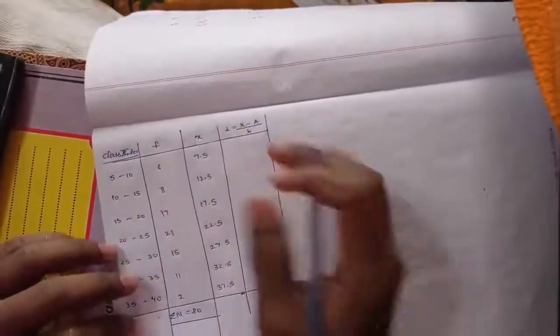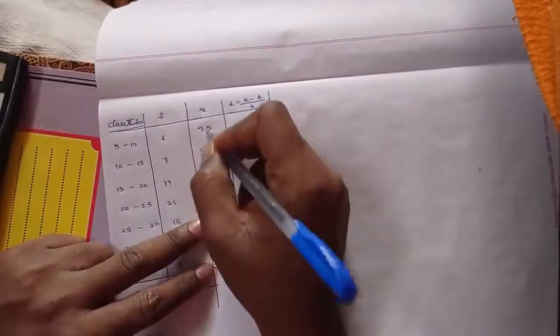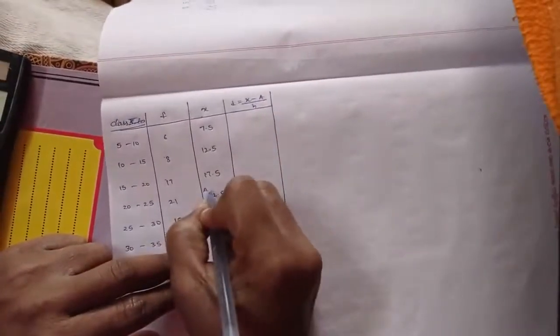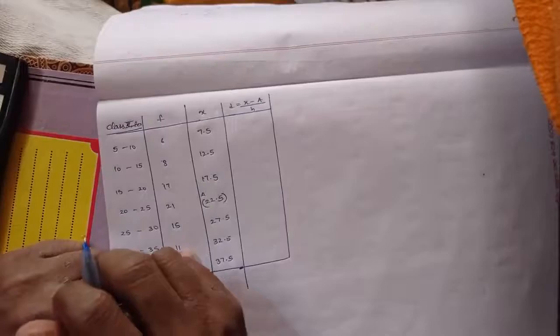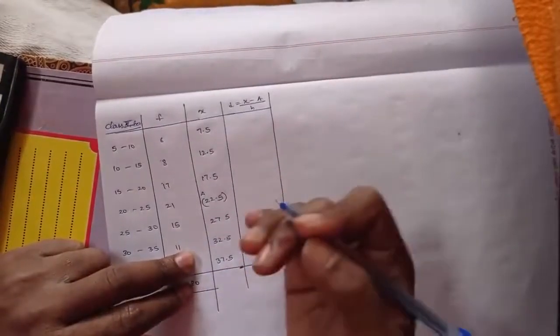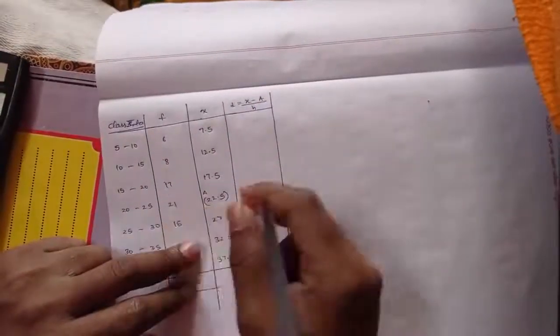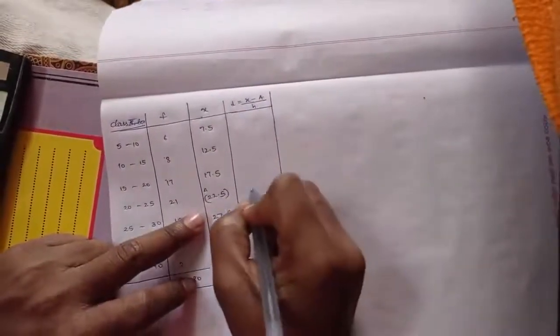We have to take an arbitrary point. So let us take the arbitrary point as 22.5. If you remember the trick, go with the trick, or else if you don't know the trick, just try to calculate the d value. I will be using the trick itself.